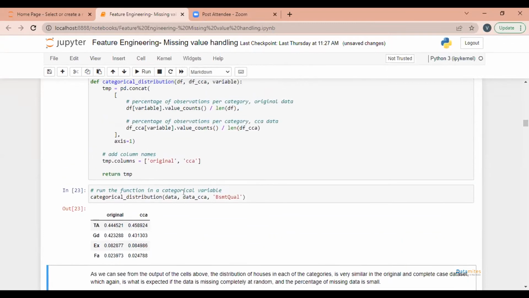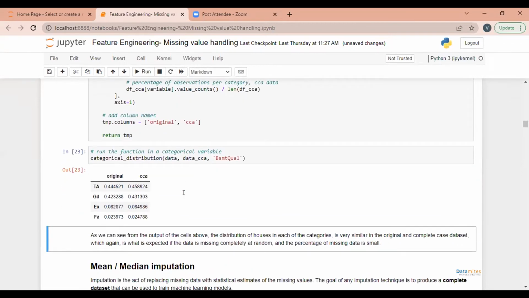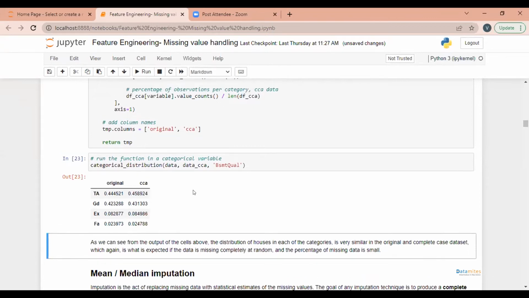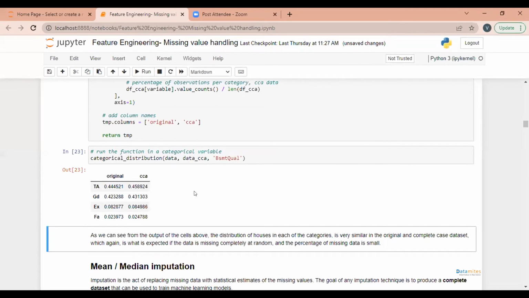And this is what we expect from CCA also, if the data is missing at random and the percentage is low. So this is the first imputation technique that you can use for numerical as well as categorical data. The next technique that we'll study is mean or median imputation.